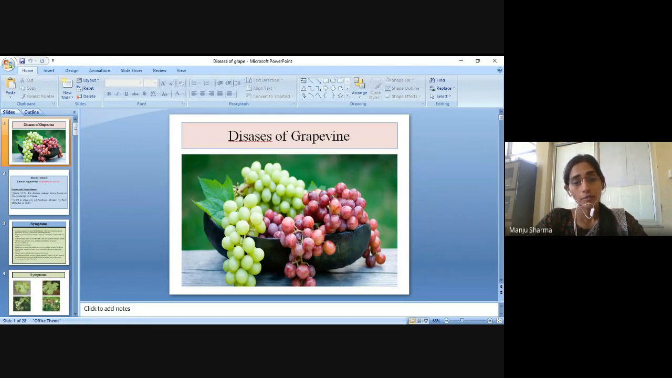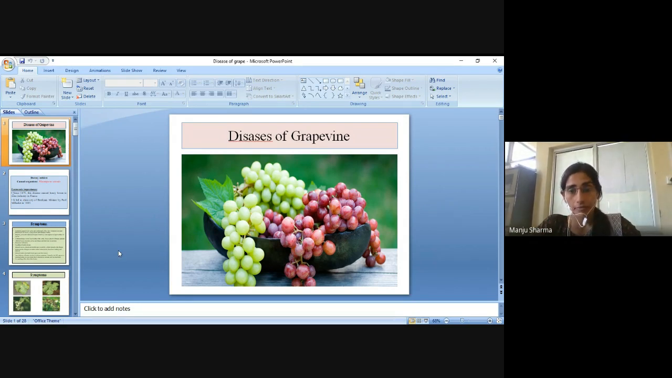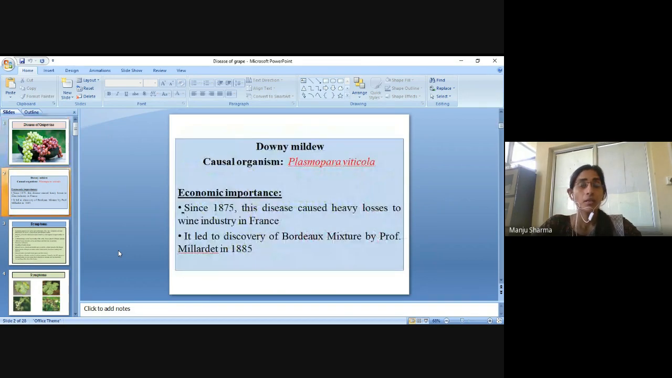So today we are going to start diseases of grapevine. In diseases of grapevine, the first disease is the downy mildew disease, and it is a major disease. The causal organism of downy mildew is Plasmopara viticola.